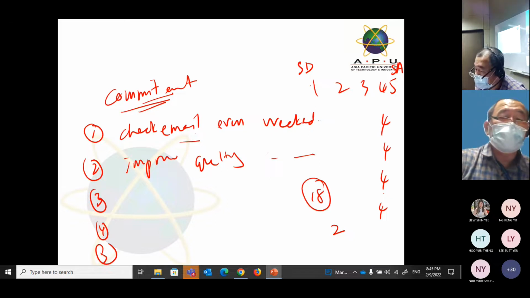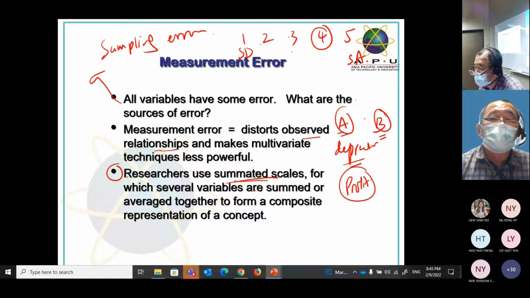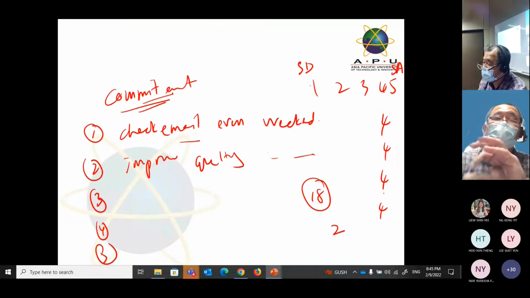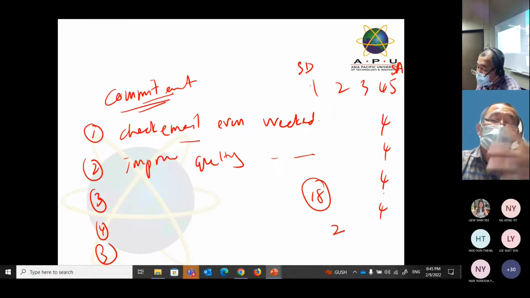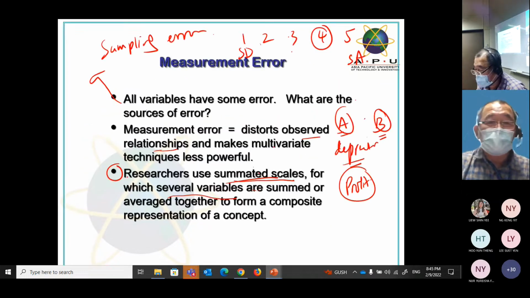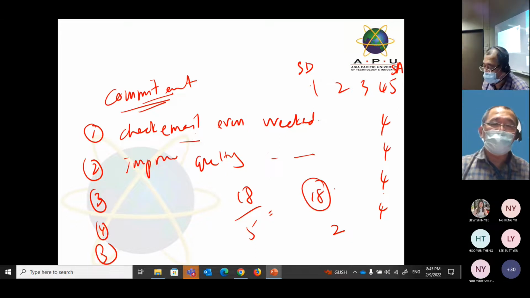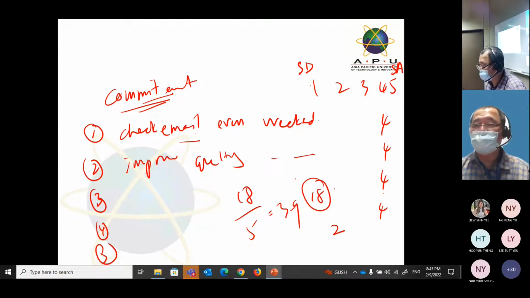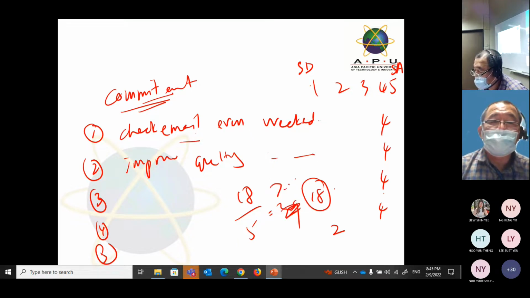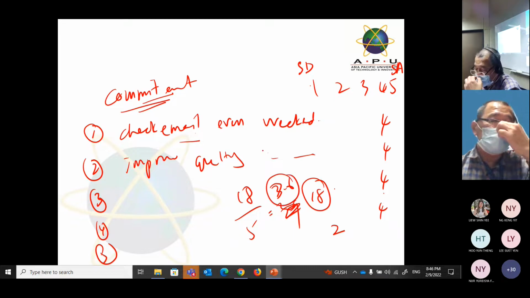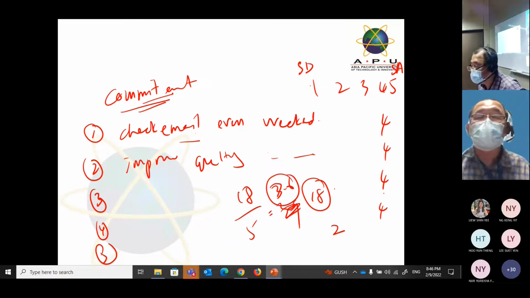Therefore, we call this method a summated scale. You see, several variables, here there are 5. You ask 5 questions in the questionnaire. But then finally, you sum them up together. Or maybe you can also take the average. Average means 18 over 5. So 18 over 5, you get 3.9. Oh no, sorry, 3.6. So you get 3.6. It means you key in 3.6 in the software to do data analysis.